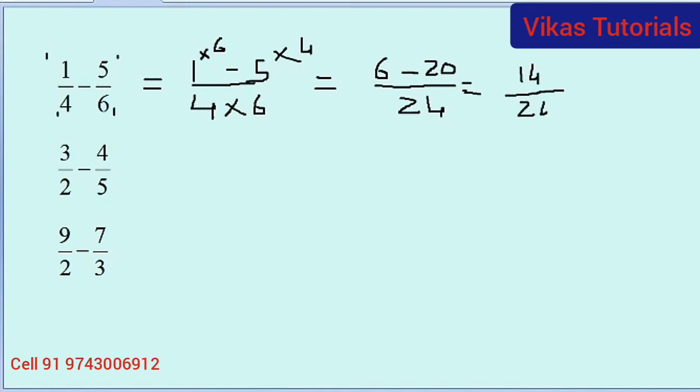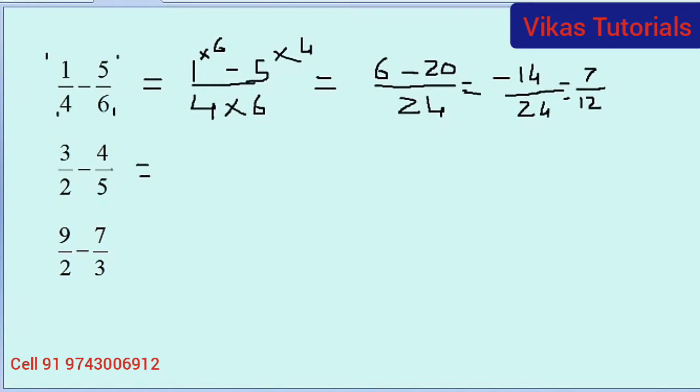14 divided by 24. But here the bigger number is 20, which has a minus sign, a negative sign. So we write it as minus 14 by 24. This can be further simplified. Both the numbers can be divided by 2. 2 7s are 14 and 2 12s are 24. So the answer will be minus 7 by 12.